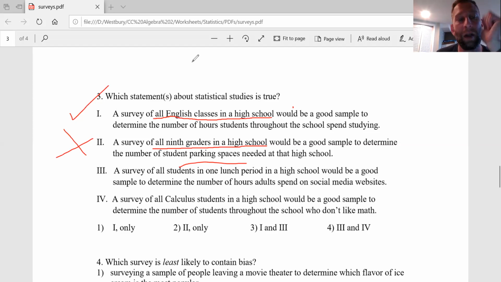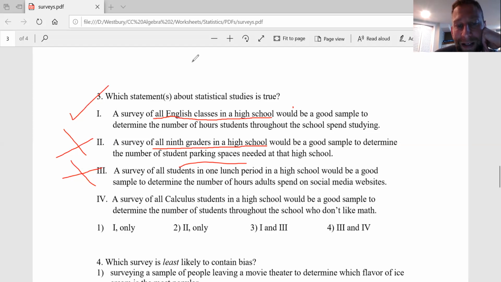A survey of all students in one lunch period in a high school would be a good sample to determine the amount of hours adults spend on social media websites. So my population is adults. I'm asking high school students. That sample does not even represent the population. Therefore, that is a bad sample. That sample might represent how many hours students spend on social media websites, but you can't ask students about how many hours adults spend. That doesn't make any sense.